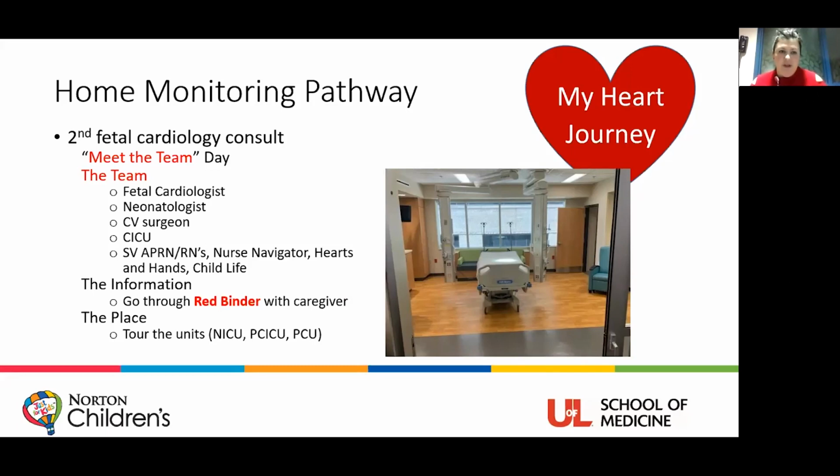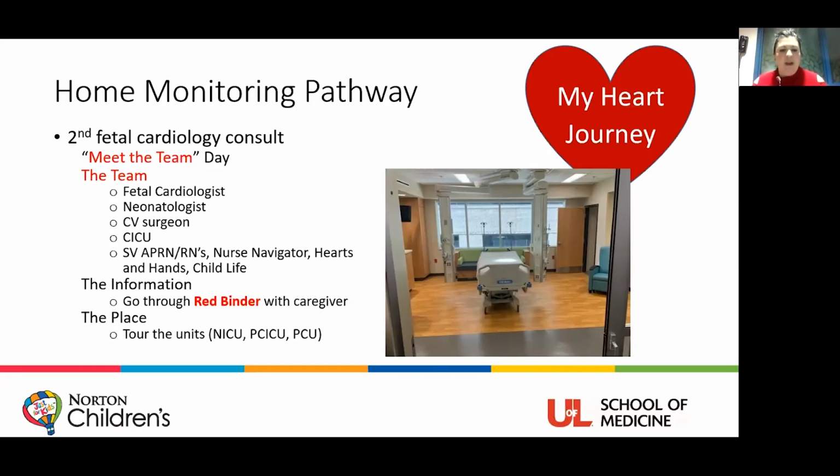So they'll have their consult with a fetal cardiologist. They meet with a neonatologist, the CV surgeon, usually an attending from the CICU. Myself, and I have 2 nurses that work with me, our nurse navigator, hearts and hands team, child life. So it's a long day. They come in one room and everybody comes to meet them.